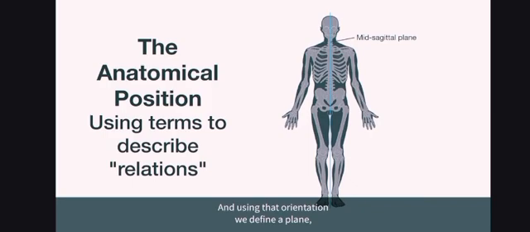Things which are closer to the midline are medial. Things which are further away from the midline are lateral. The nose, then, is medial to the shoulder, and the hand is lateral to the shoulder.